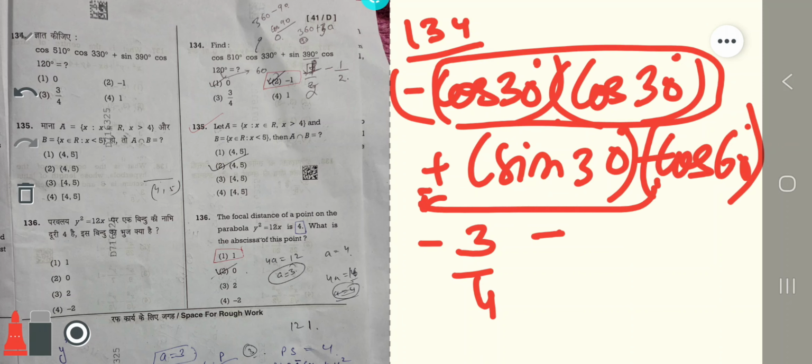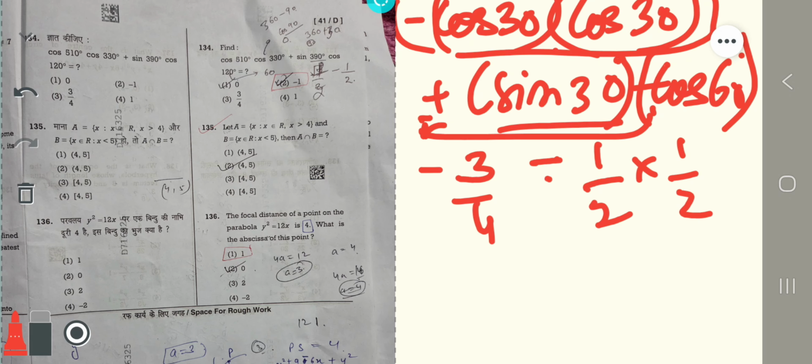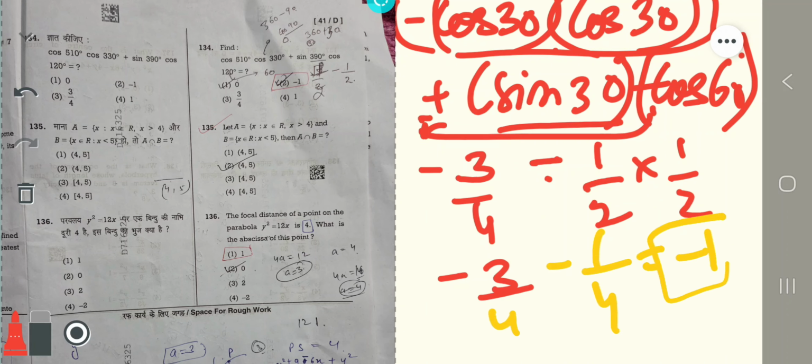यहाँ पे आ जाएगा, तो फिर इसको मैंने माइनस लिख लिया. And sin 30 is 1/2 and cos 60 is again 1/2. So simplifying this, what we are getting? Minus 3/4 minus 1/4, which gives us -1. Hence, the option number 2 is the correct answer.